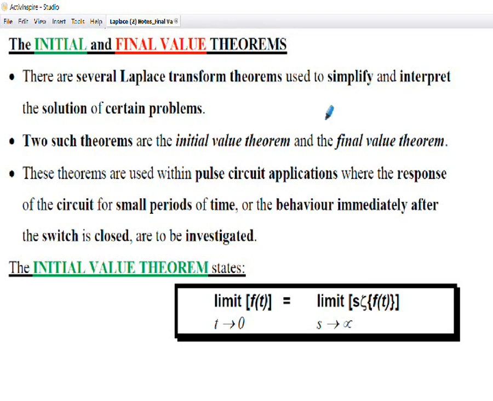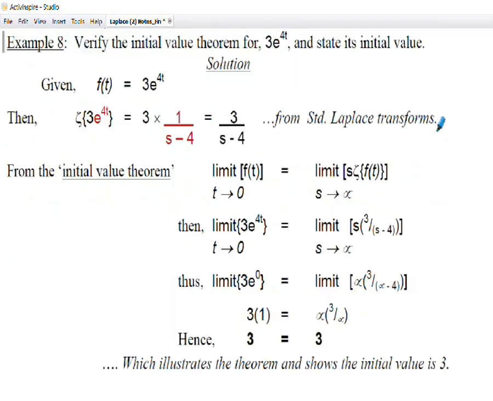Now on the left hand side of the equation we've got the limit of the function of t. Now in the initial value theorem we consider this as t tending towards 0. So time tending towards 0. On the right hand side we've got the Laplace function and the limit there for the Laplace function, which is s times the Laplace transform of the function of t, is s tending towards infinity, and we'll think of infinity being just a really big number in the work we're going to do.